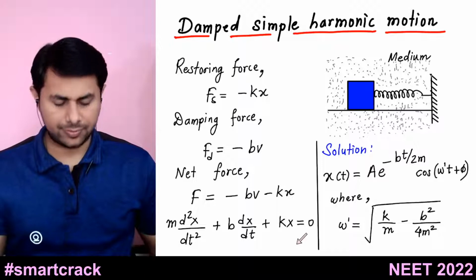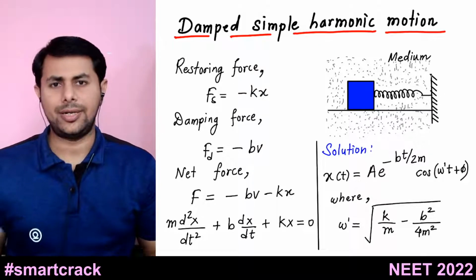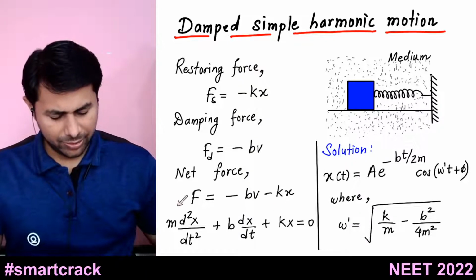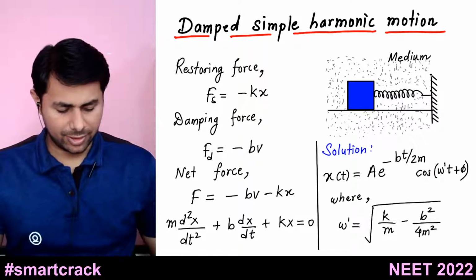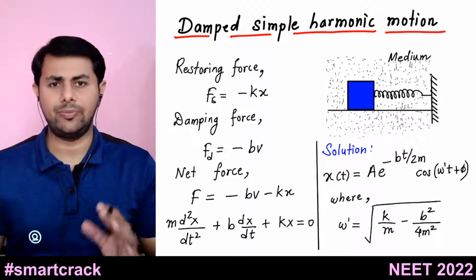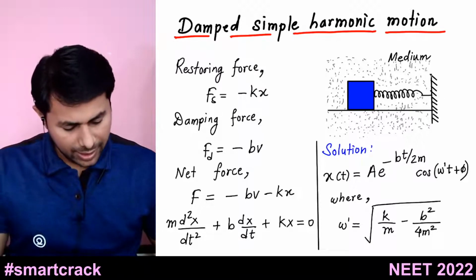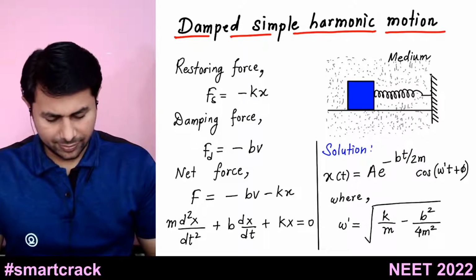So this is the equation of a damped harmonic oscillator, damped simple harmonic oscillator. Okay, and if you solve this, you get this solution. Okay, which is similar to the solution of a simple harmonic oscillator, but there is one difference. The amplitude of damped harmonic oscillation is this much.